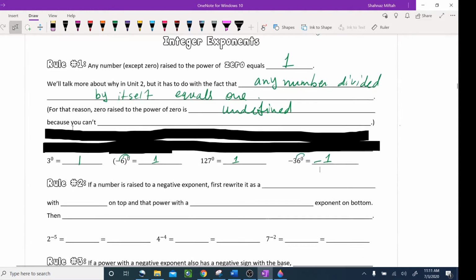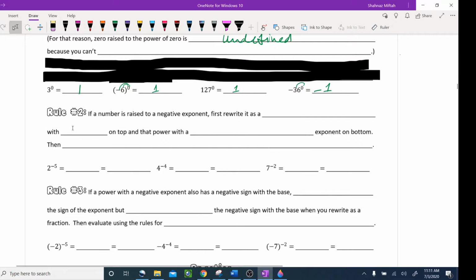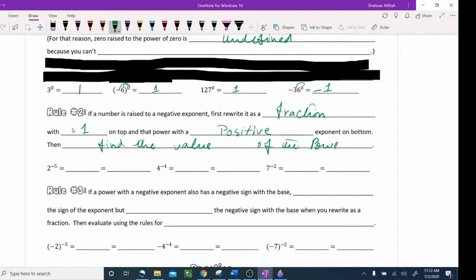Okay, rule number two. If a number is raised to a negative exponent, first rewrite it as a fraction with one on top and that power with a positive exponent on bottom. Then find the value of the power on bottom.